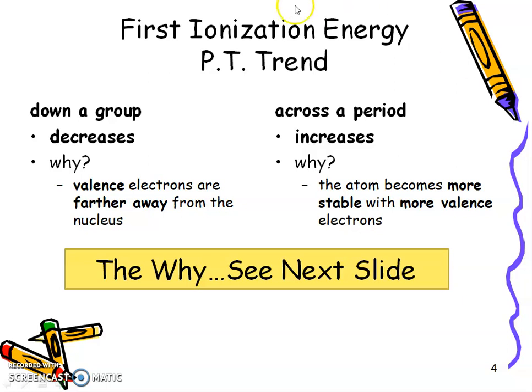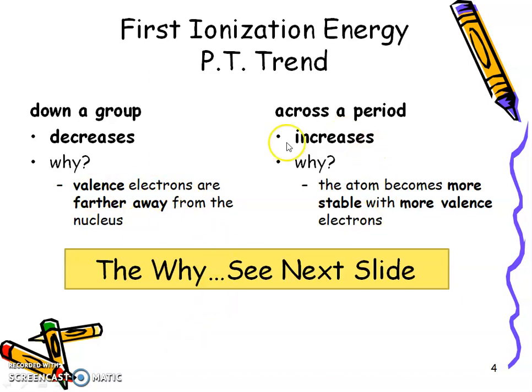So again, going through those trends. Down a group, the trend is going to decrease. Our ionization energy is going to get smaller. Why? Because those valence electrons are going to be farther away from the nucleus. If those valence electrons are farther away, they're going to be easier to remove, and that's why the amount of energy would be less.